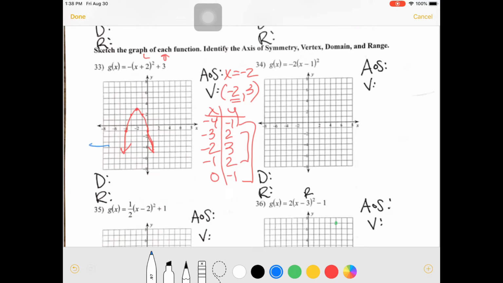Domain and range are the same idea. So domain is left to right, and this will go forever to the left and forever to the right. Range is bottom to top. So the lowest this graph goes is -infinity, and the highest is up here at 3.